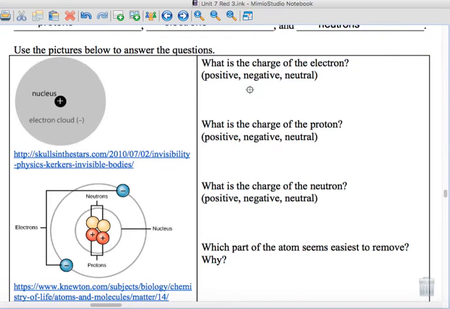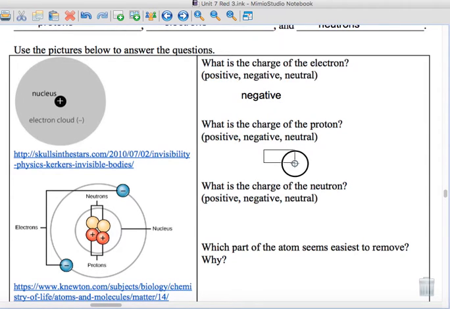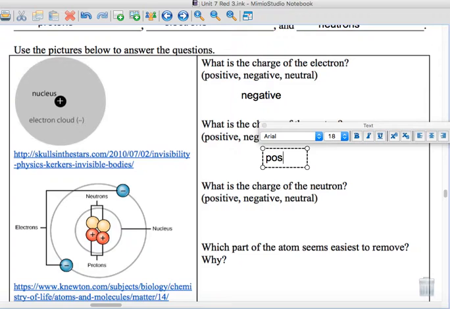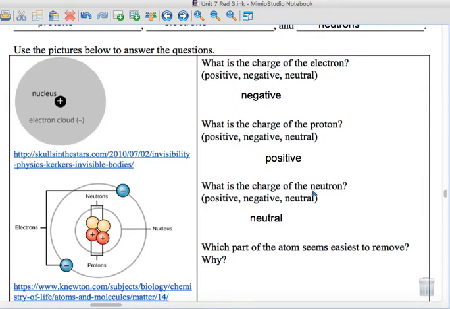What is the charge of the electron? Electrons are negative. That's why in this diagram here, they've got little negative signs, the electrons. What's the charge of the protons? Well, if you've looked at that picture, you can see that protons are positive. P for proton, P for positive. And what about the charge of the neutron? There's nothing drawn in there because neutrons are neutral, just like the name suggests.